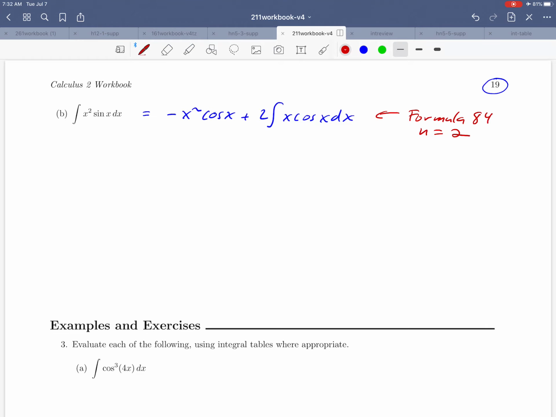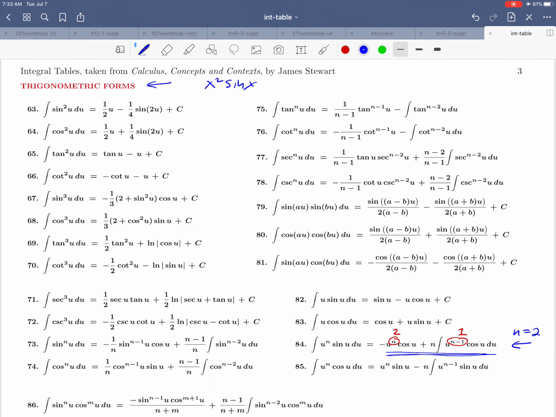And then the question is, are we done with this problem or is there more to do here? Well, we're not done because there's still an integral left. We're not finished until we finish taking integrals. And so we need another integration formula to figure out what that integral is. So back to the table, we're trying to integrate x cosine of x. Can we find a match for that?